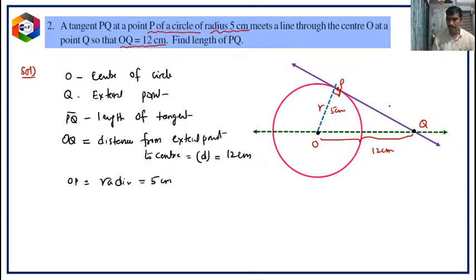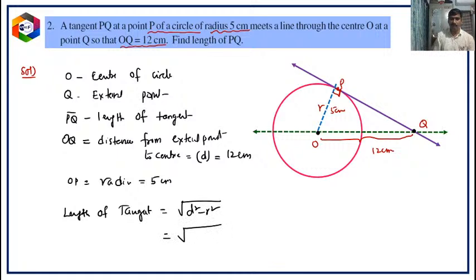So the radius is 5 centimeters. Now we have discussed this itself. So the length of the tangent is equal to the square root of D square minus R square. If D is the distance of the point from the center and R is the radius, then it is equal to root of D square, what is D? 12 square. And what is R? 5 square. So 12 square is 144 minus 5 square is 25. Let us calculate. It is root of D square minus R square, 144 minus 25.